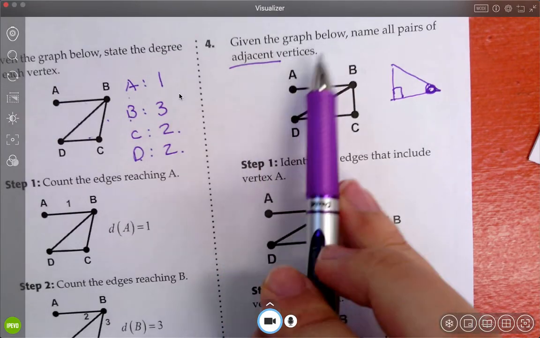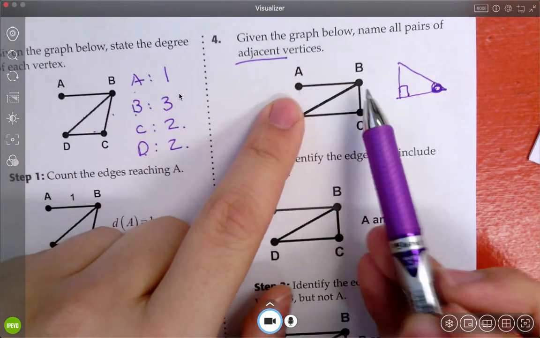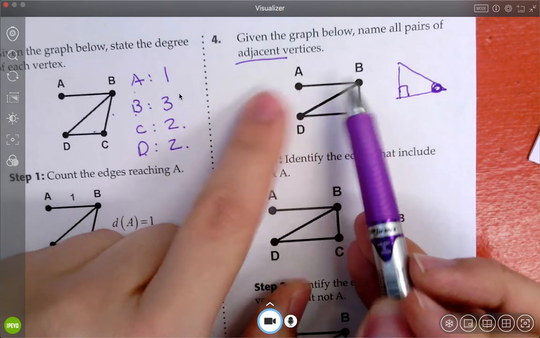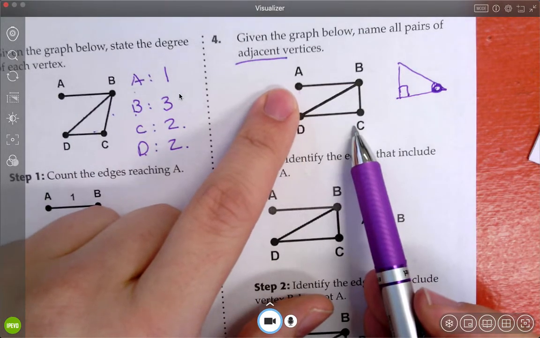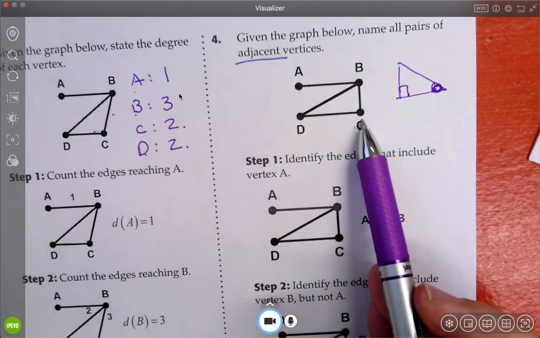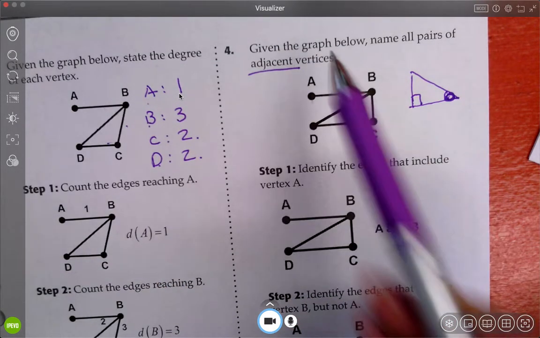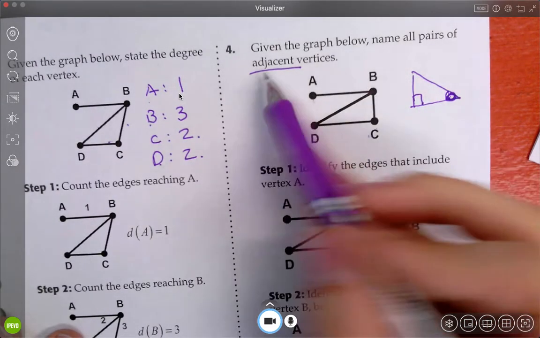So here, if two vertices are connected by an edge or a line, they're adjacent. If you are sitting next to your partner right now, then you're adjacent to them. So here, A is adjacent to B, because A and B are connected. They're next to each other. But A and C are not connected directly. B and C are adjacent. So here you name all the pairs. Pairs are two, like a pair of socks, a pair of shoes. So pairs of adjacent vertices.